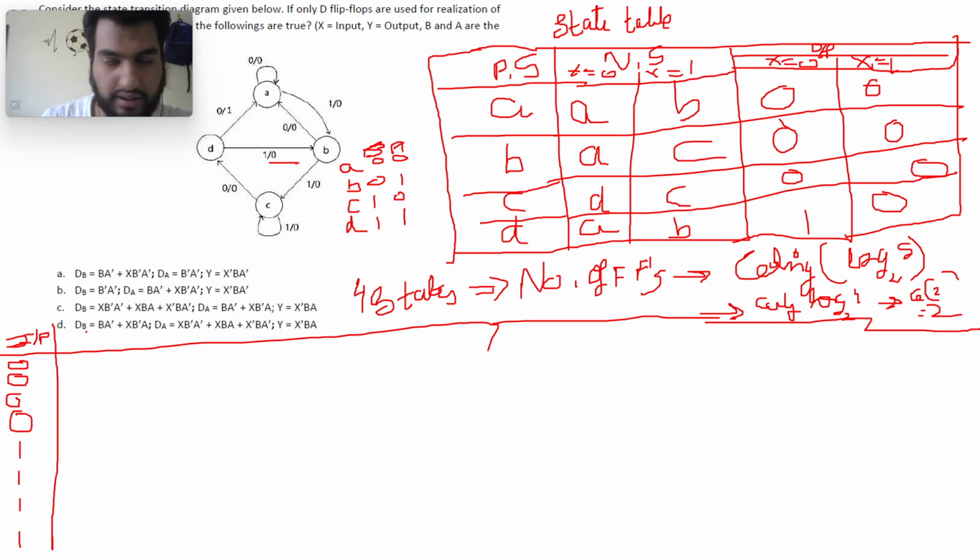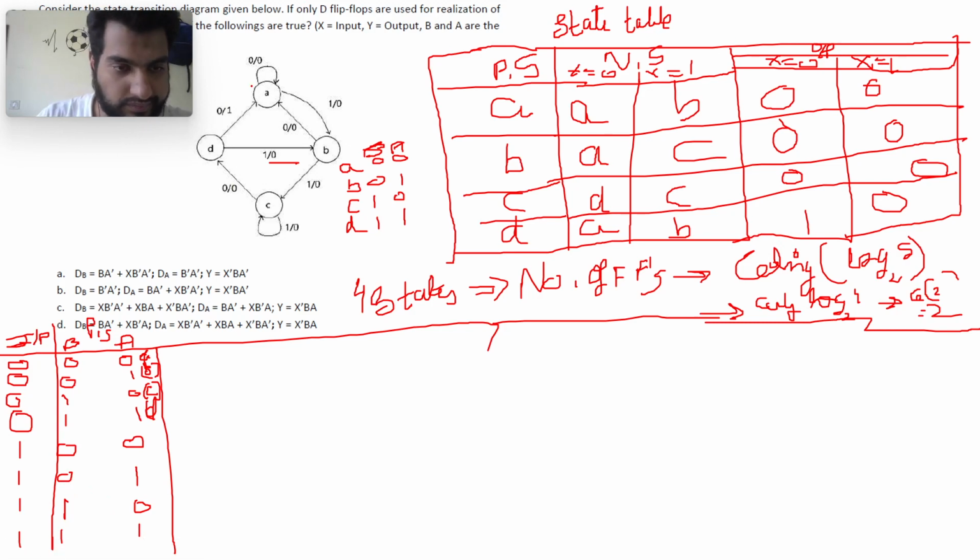Then I write present state. So present state can be represented by B and A. So present states are 0 0, that corresponds to A, 0 1, that corresponds to B, 1 0, that corresponds to C, and 1 1, that corresponds to D. Here I can also write in brackets A, B, C, and D. Then again I will write here 00, 01, 10, and 11, so here it's A, here it's B, here it's C, and here is D, right?